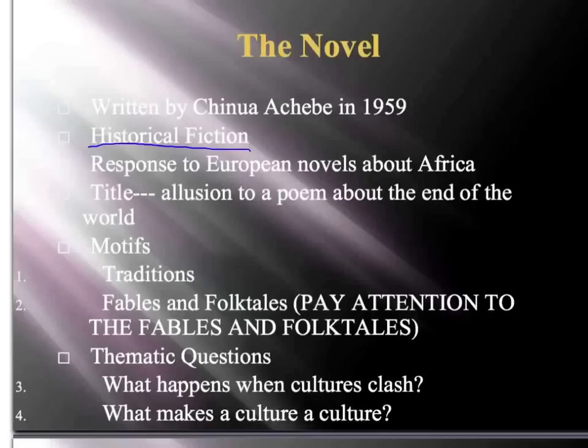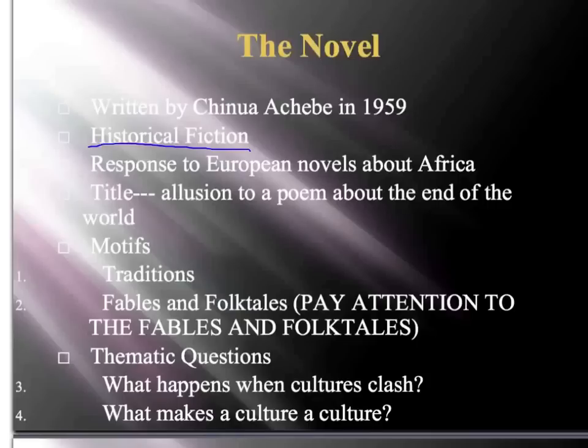So Okonkwo and his family and the people that he interacts with are all fictional characters. There was no real Okonkwo. But the world that he lives in is one that Chinua Achebe had done a lot of research into and was very much a real historical setting.